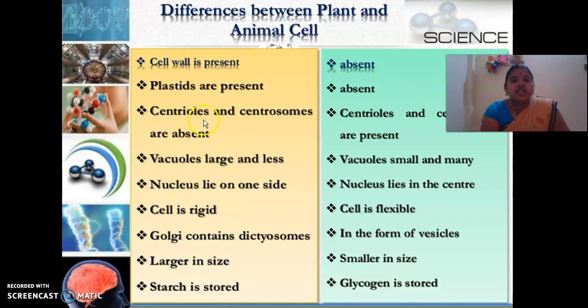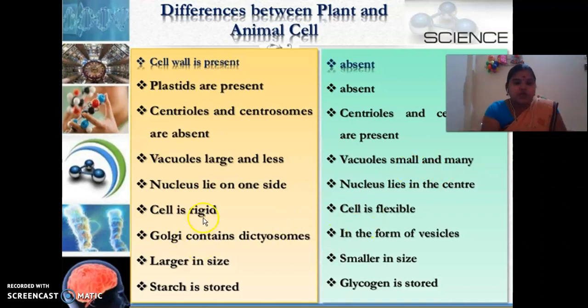Next, centrioles and centrosomes are absent in the plant cell and present in the animal cell. Plastids are present in the plant cell. Why? Because no animals are green in color, right? Only plants are green, due to the presence of plastids. So plastids are present in the plant cell and absent in the animal cell. Next, vacuoles are very large and few in the plant cell, while in the animal cell vacuoles are very small but many.